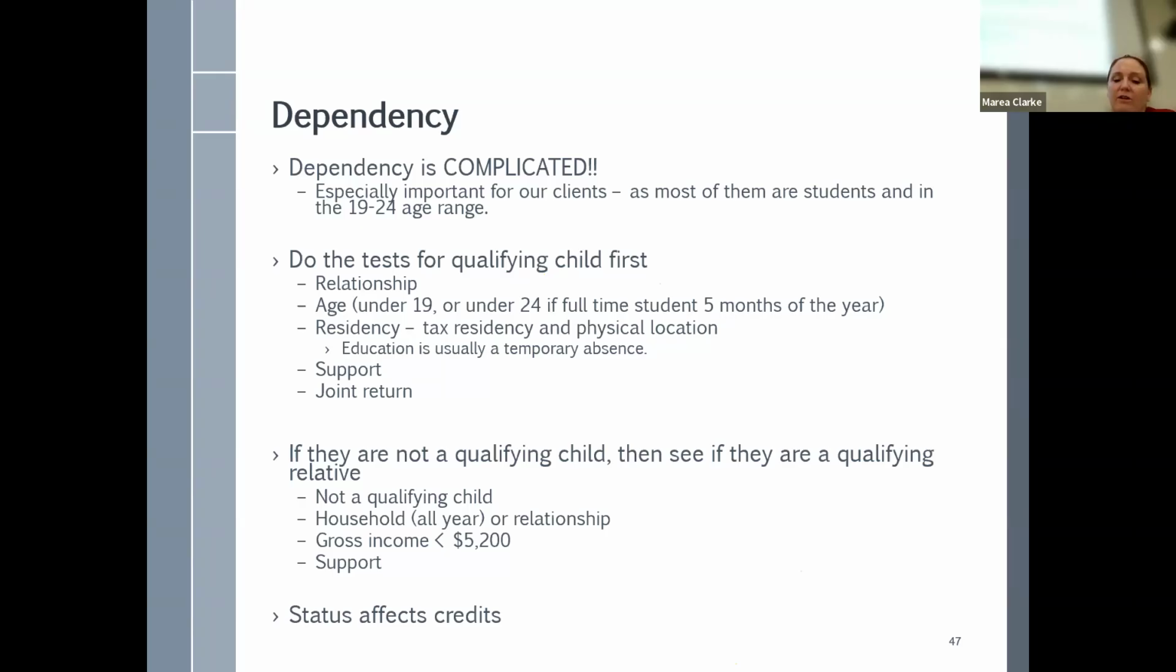If they're not a qualifying child, are they a qualifying relative? Basically, were they living with that person all year? Is their income below that threshold? Is that other person providing the support? And that status affects the credits that they're eligible for. They can be claimed.